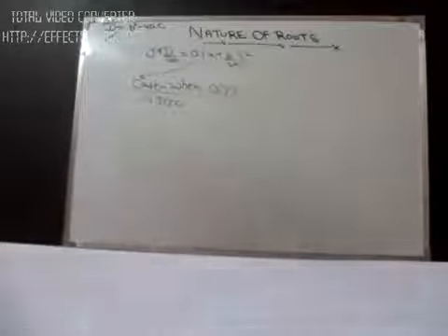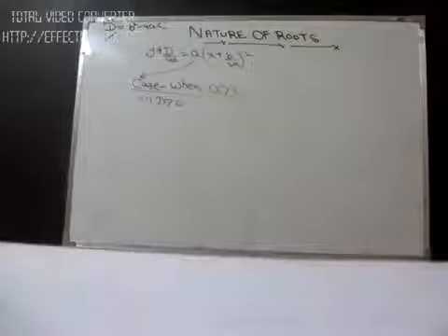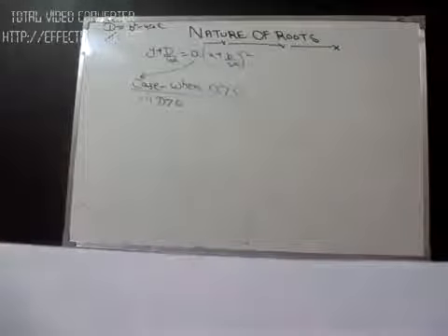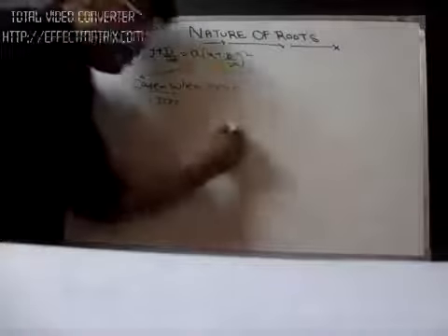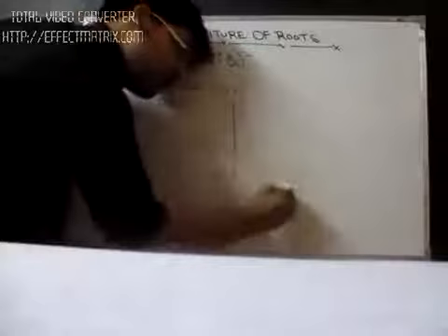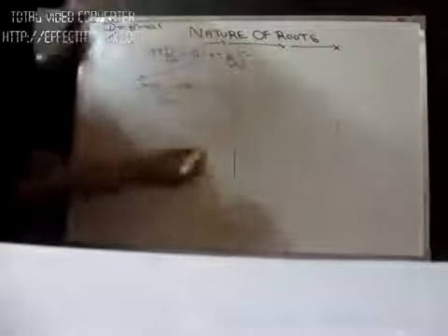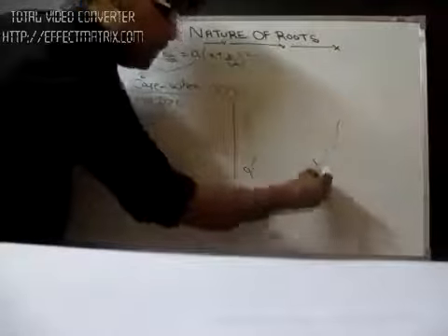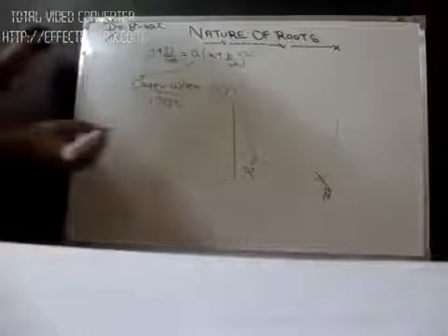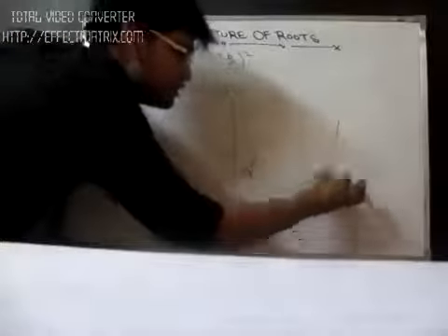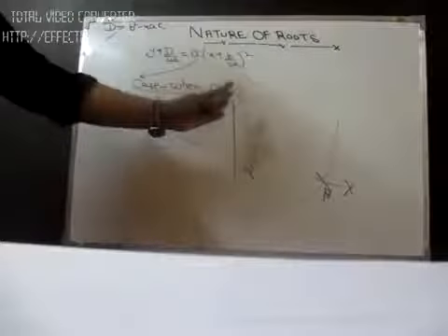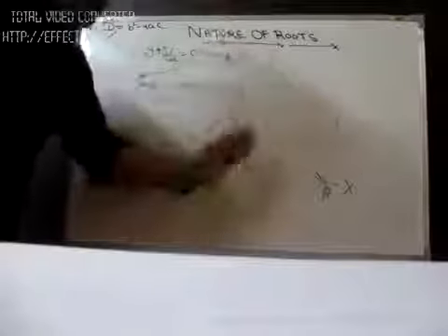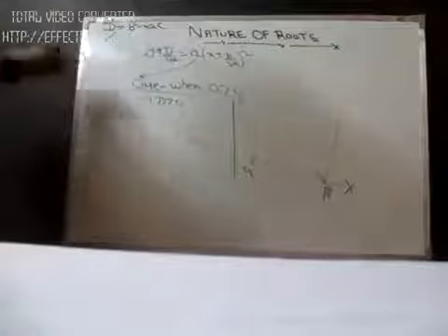B is greater than 0 means graph will cut x-axis at 2 points. A is greater than 0 means graph will be opening upwards. So graph will be like this, opening upward, and it will cut x-axis at 2 points, alpha, beta. Now here check. This is x-axis, this is y-axis. Y-axis means graph of value of fx, and this is value of x.